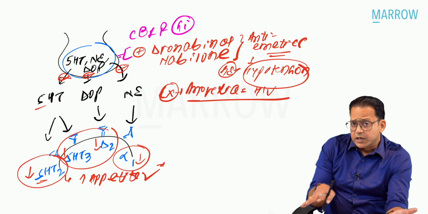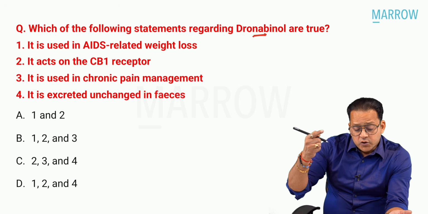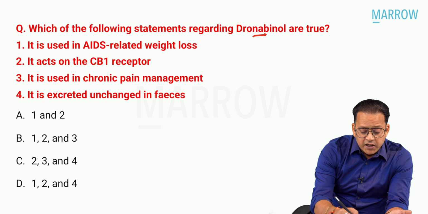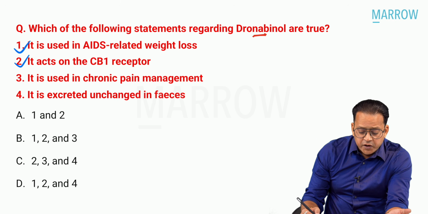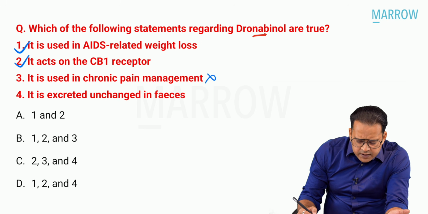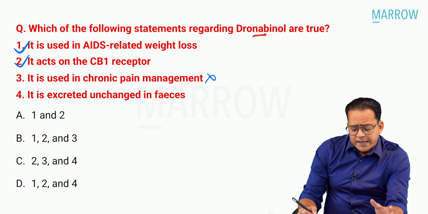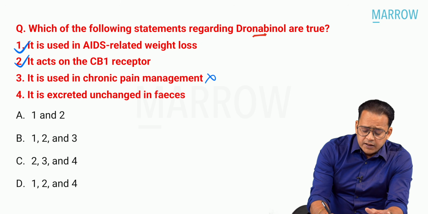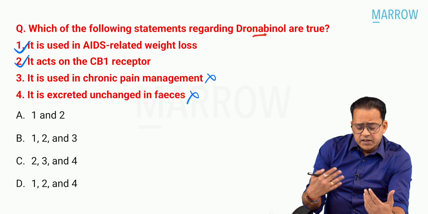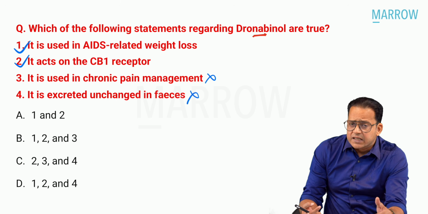Now, you would have understood about these drugs. Let us go back. All right, look at the options. Option 1, it is used in AIDS-related weight loss. Correct. It acts on cannabinoid 1 receptor. Correct. It is used in chronic pain management. Incorrect. It is excreted unchanged in feces. Now, it's a pharmacokinetic aspect, and this is also incorrect. Right? It is excreted unchanged in feces is just about 5%. 95% is metabolized and then excreted.